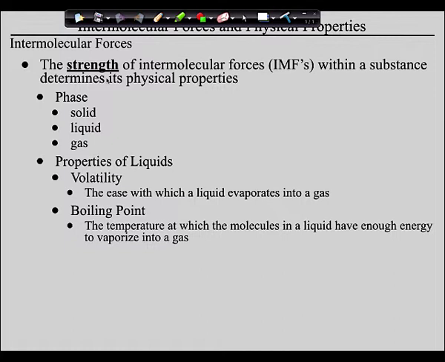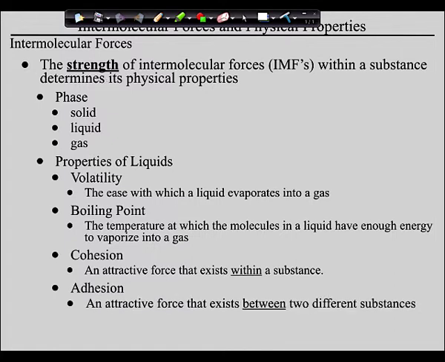Then guys, two more, and then what we're going to do for the rest of the day is pick 3 sample substances that we're going to talk about relative to all these ideas, and go through each of these characteristic properties. So guys, the next one is cohesion. This one you probably know from biology. Cohesion is the attractive force that exists within a substance. And then you can contrast that with adhesion, the attractive force that exists between two different substances.